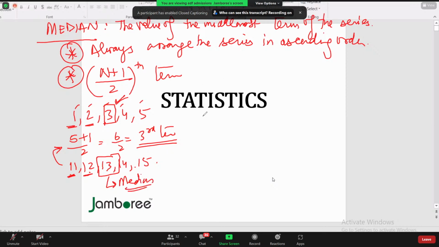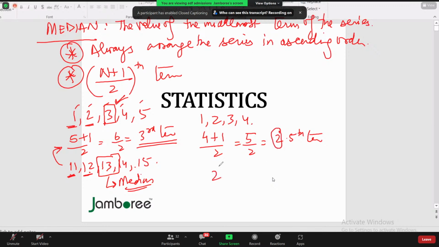Similarly, let's say the terms go by 1, 2, 3, and 4. Now in this particular case, there are 4 terms in the series. So I'll apply the formula as 4 plus 1 by 2, which will turn out to be 5 by 2, which will turn out to be the 2.5th term. Now in this regard, you cannot directly say what will be the value of the 2.5th term. So what you are going to do is pick up this number, that is 2.